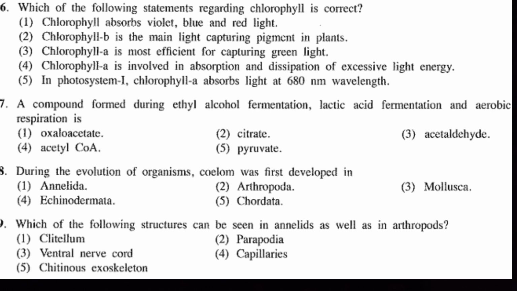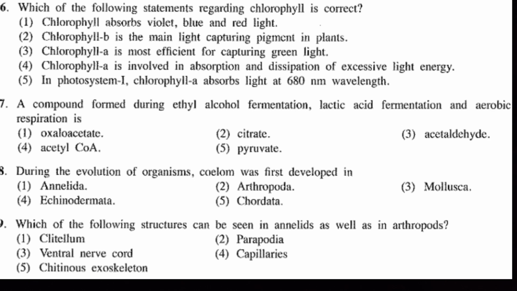Third statement, chlorophyll A is most efficient for capturing green light. That is wrong. Chlorophyll does not absorb green light. Chlorophyll never absorbs green light. They will reflect green light. Chlorophyll A mainly absorbs red and blue light. Fourth statement, chlorophyll A is involved in absorption and dissipation of excessive light energy. That is wrong. Absorption and dissipation of excessive light energy is done by carotenoids.